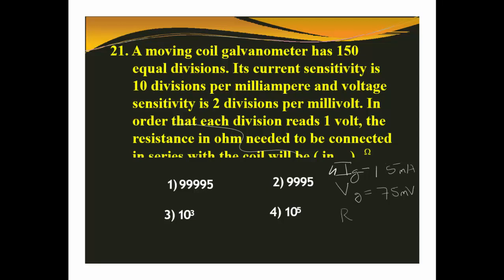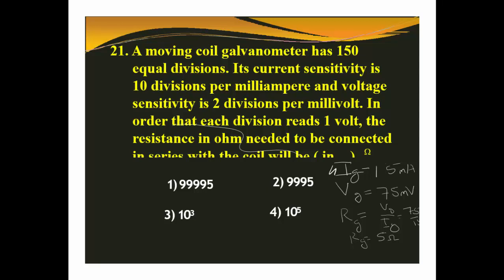Now what is the resistance of the galvanometer? Resistance of the galvanometer is voltage by current according to Ohm's law, means 75 by 15, both are milli, so they get cancelled. If they get cancelled, what is the answer? 5 ohm is the answer. Means Rg, resistance of the galvanometer. Now the question will continue.